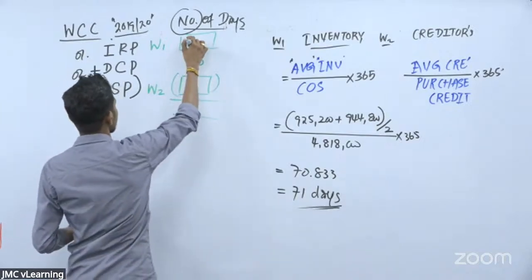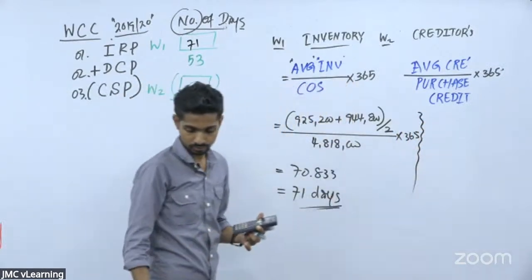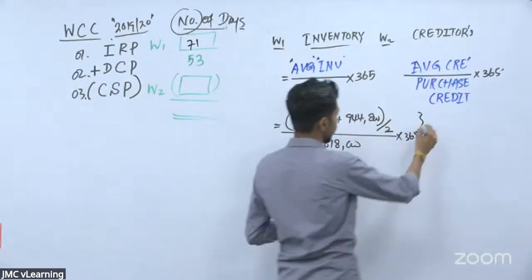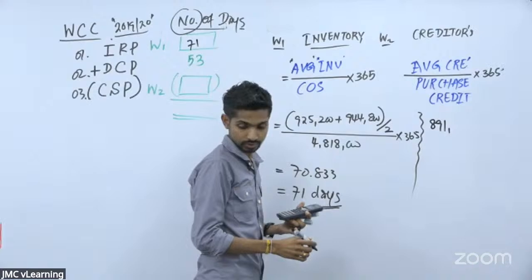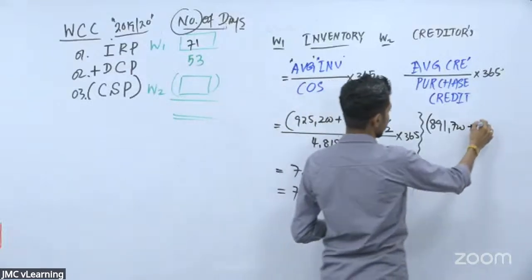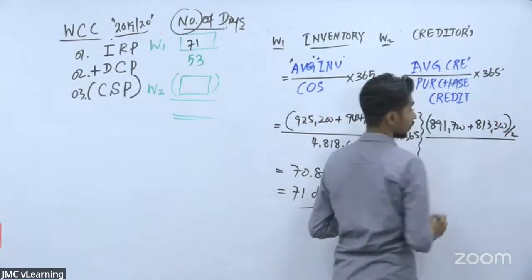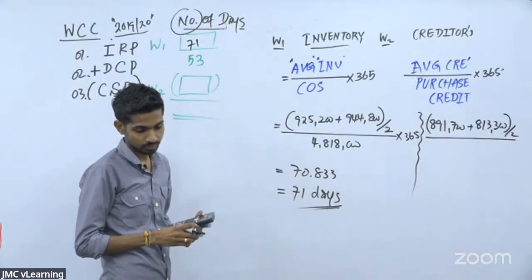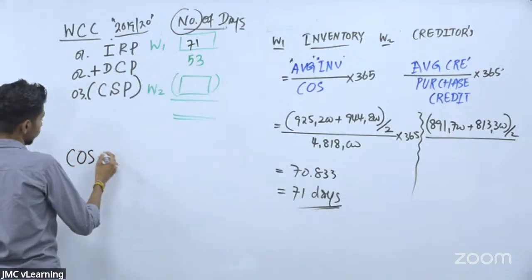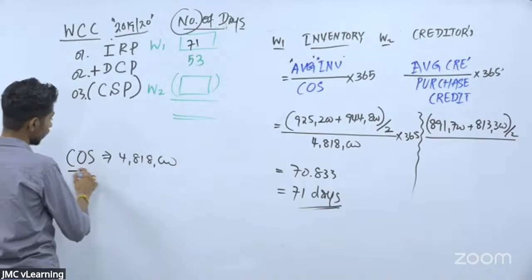71 days is the inventory residence period. Thereafter, same method. Trade payable figures are also available: 891,700 plus 813,300, divided by 2, then it will be the average figure, then divided by the purchases. Same method. We have already calculated the cost of sale, 4,818,000. The cost of sales figure is derived based on this method.